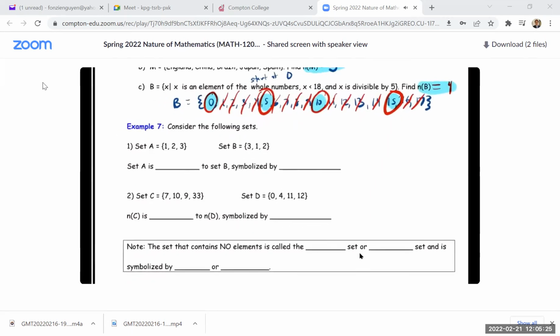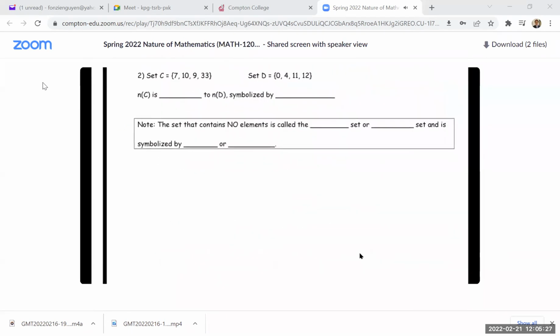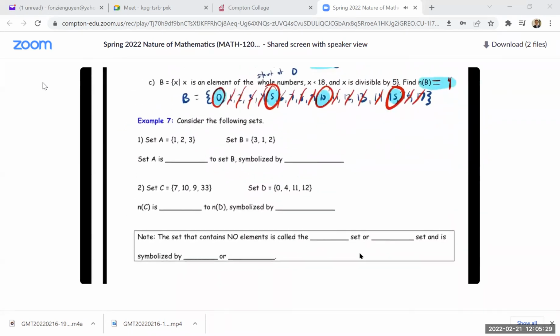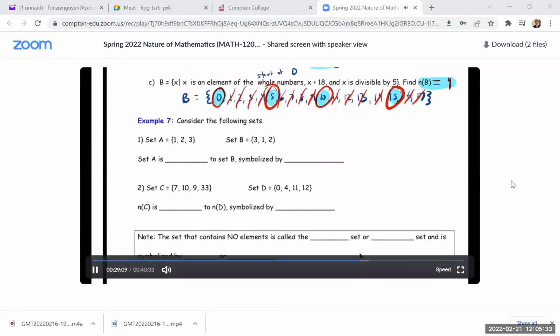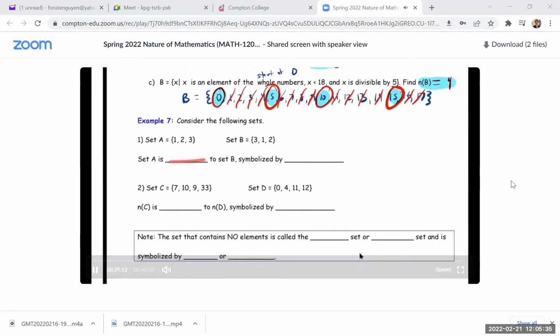All right, let's look at the last example. Set A is blank to set B. What word best describes that? It's the same, but I can't think of the proper word to use. It is the same. So in math, we usually say equal, right? So there you go.